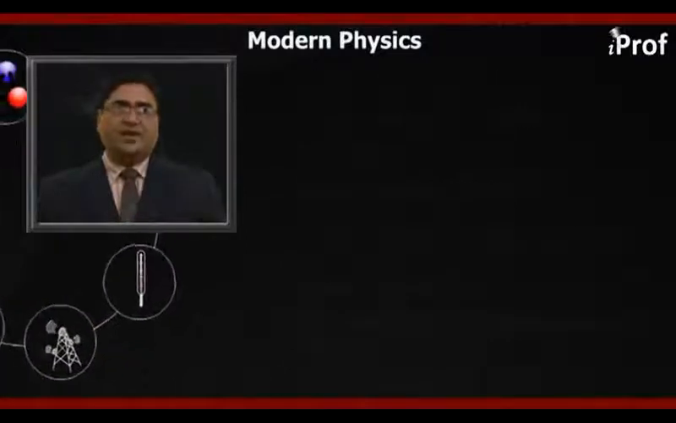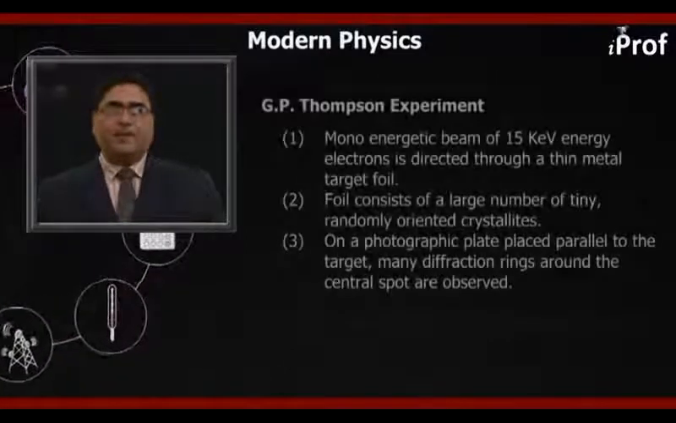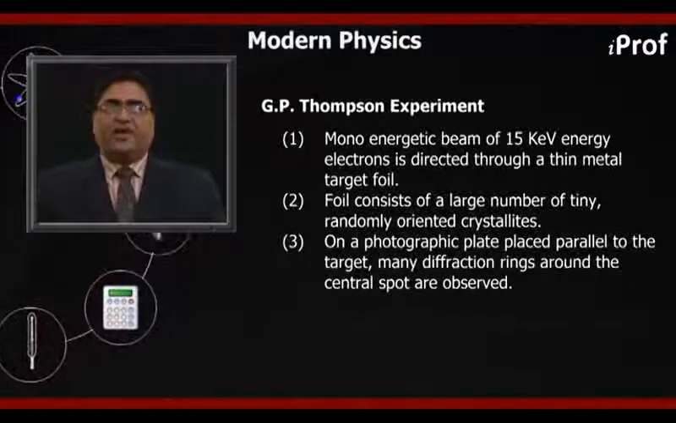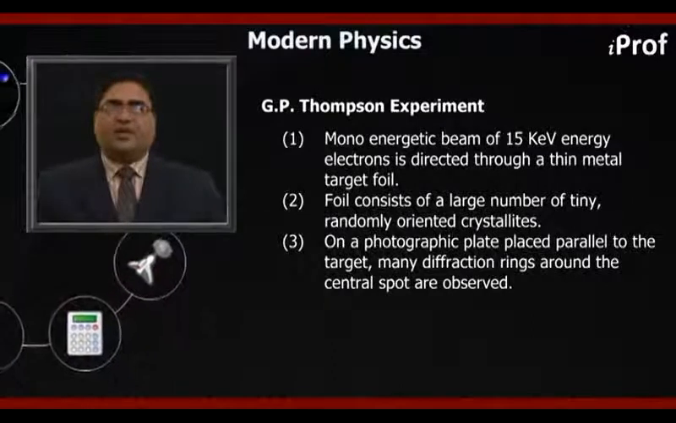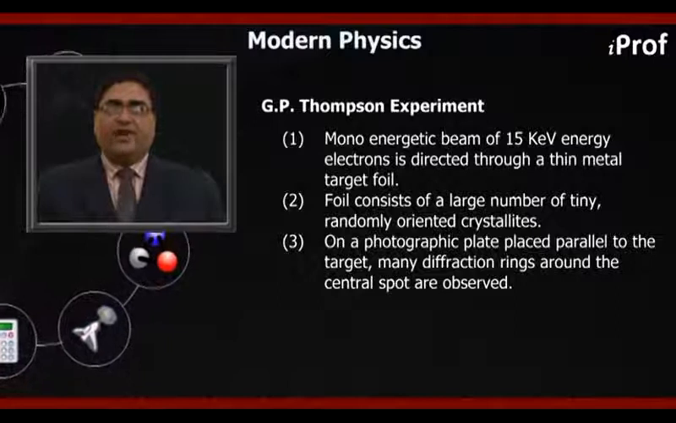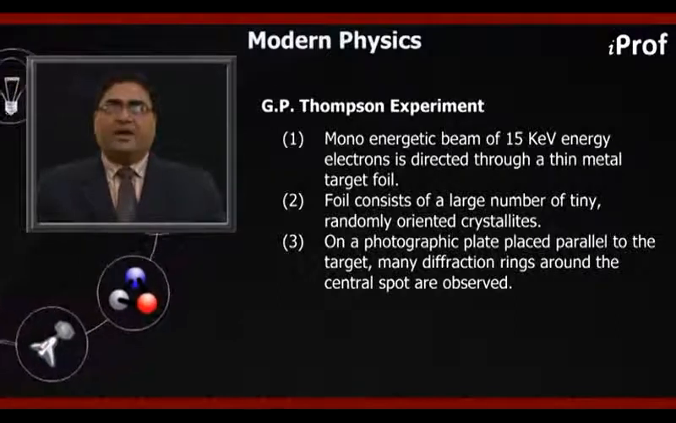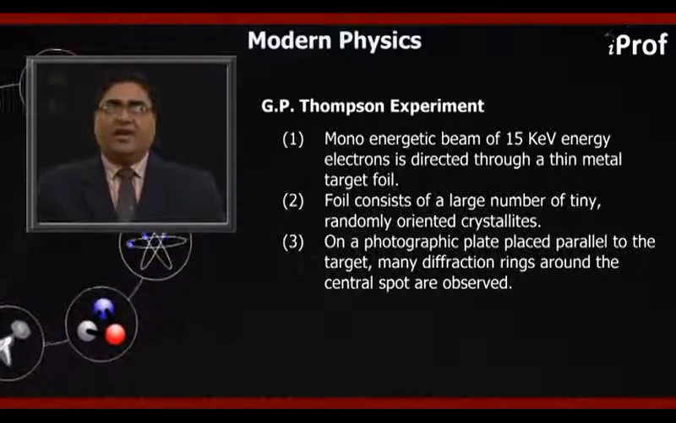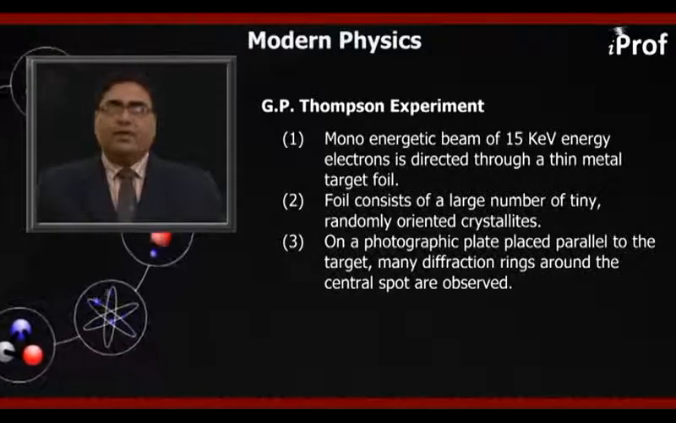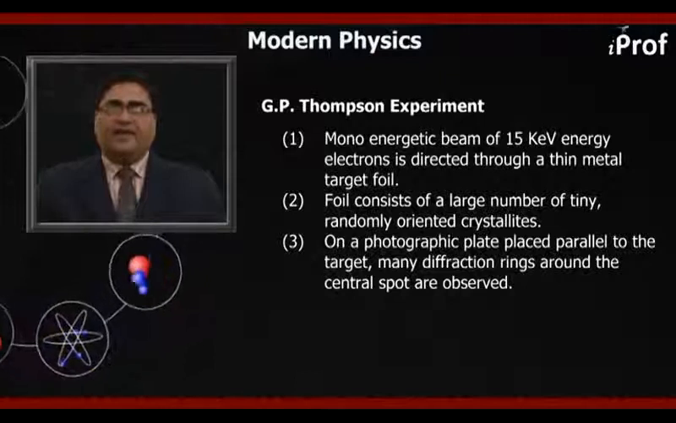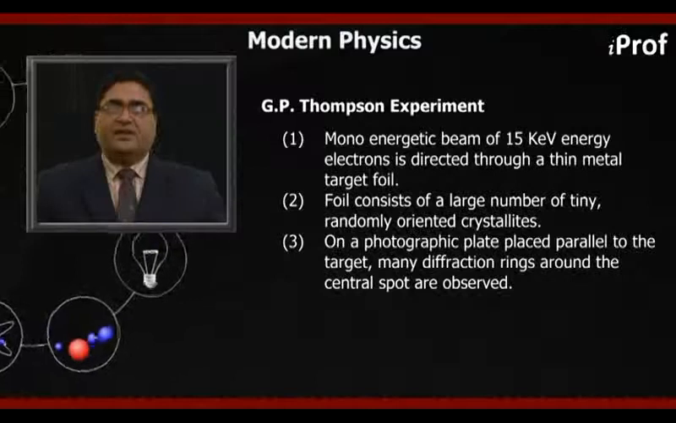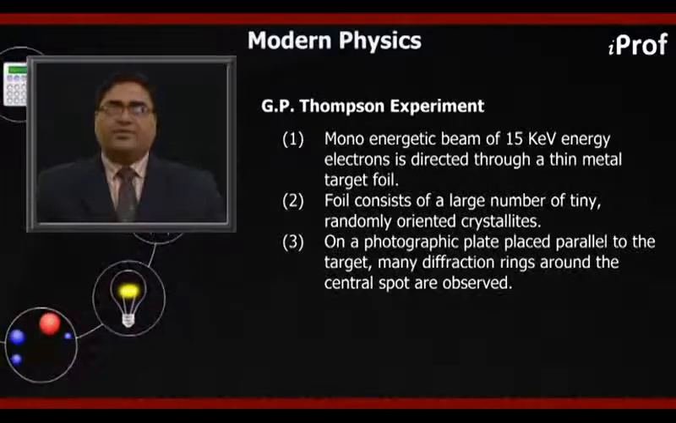Now let's see another experiment, the G.P. Thomson experiment. First, a monoenergetic beam of 15 kilo electron volt energy electrons is directed through a thin metal target foil. Second, the foil consists of a large number of tiny randomly oriented crystallites. Third, on a photographic plate placed parallel to the target, many diffraction rings around the central spot are observed.